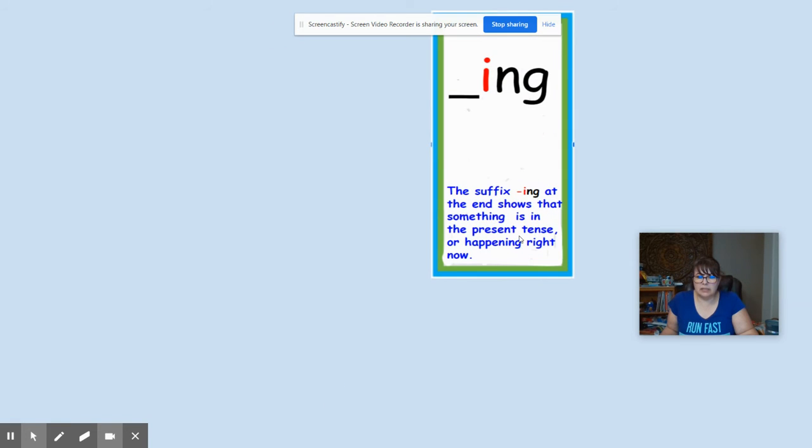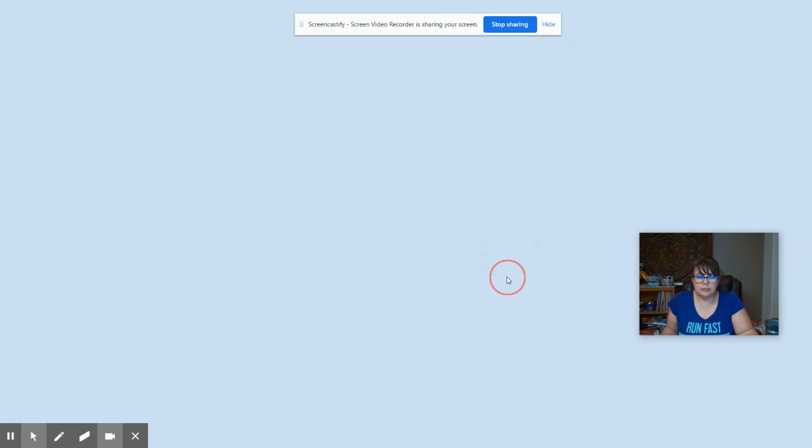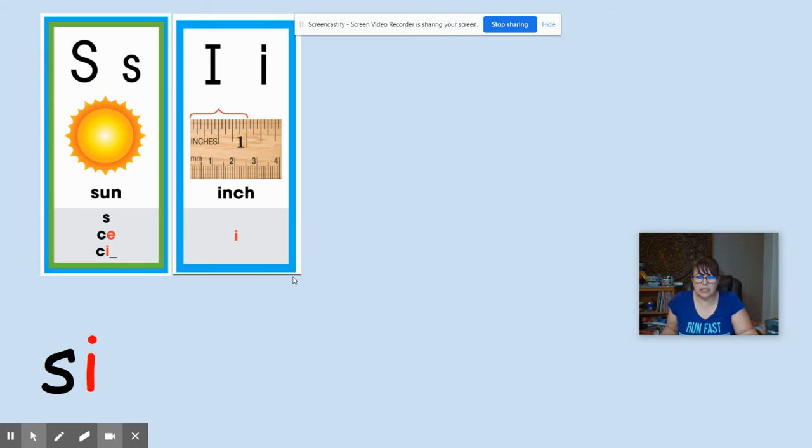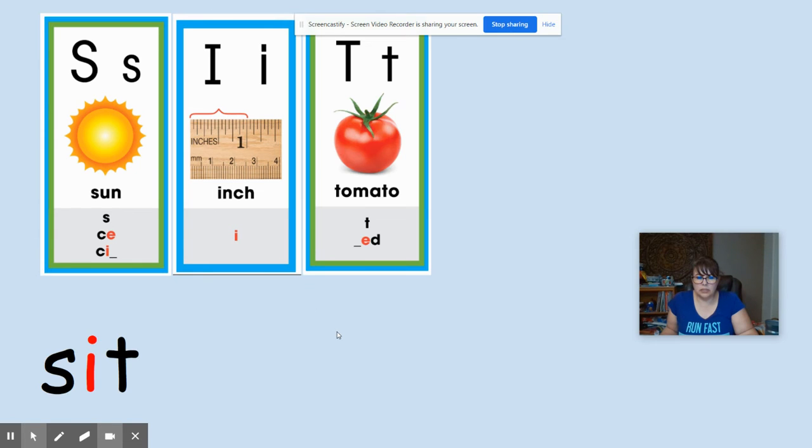Okay, again, we have the suffix -ing, which is happening right now. S, like in sun. I, like in inch. T, like in tomato. And the word is sit. Sit, 1 syllable. Okay, i is a short vowel, and it only has 1 consonant at the end. So before I can add -ing, I need to double the consonant.